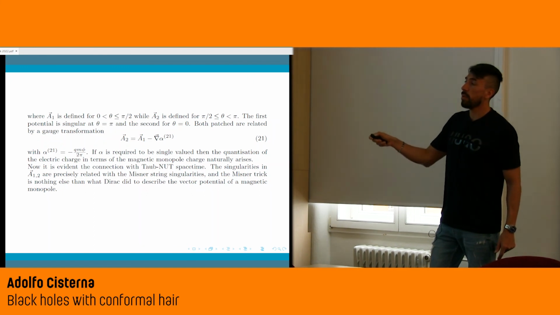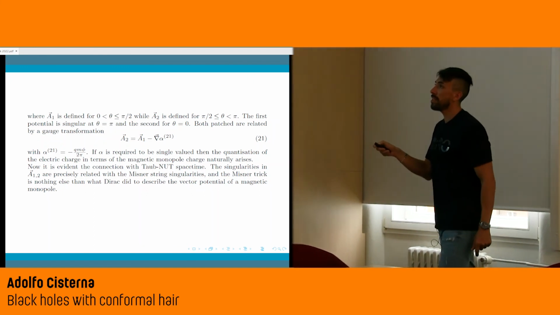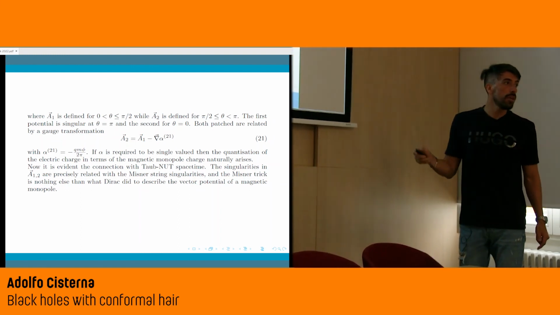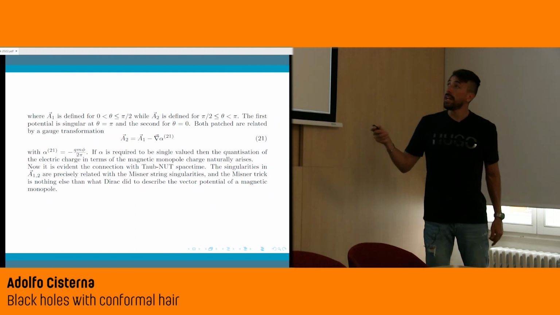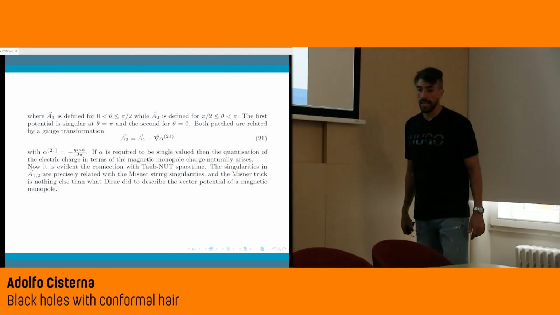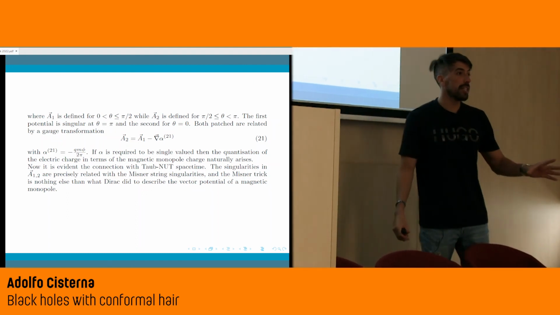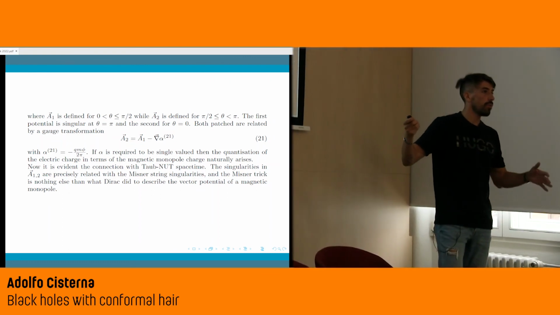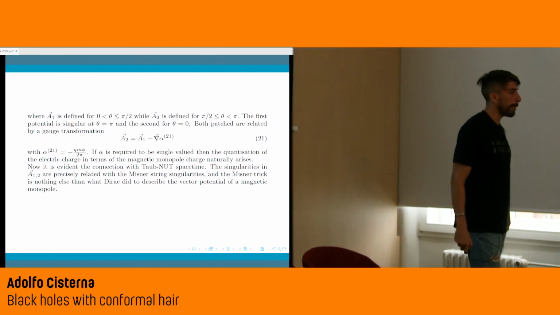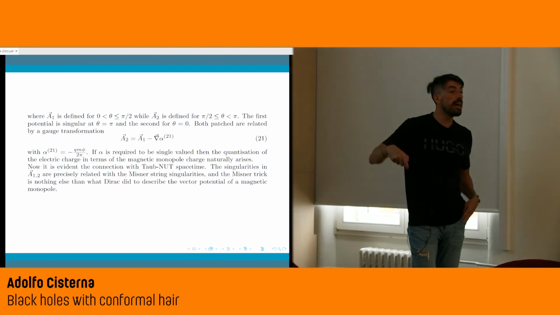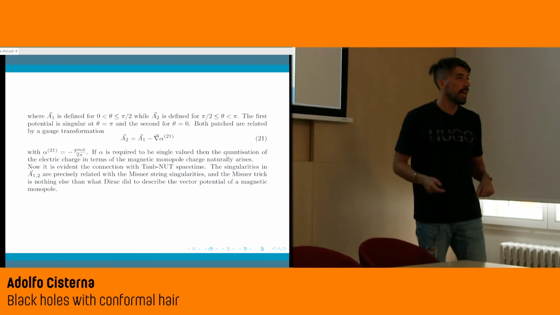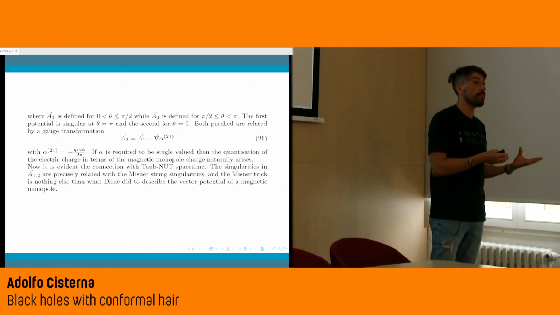So then these two gauge fields, A2 and A1, are related by gauge transformations, and if you ask this function in the gauge transformation to be single valued, I'm finishing now, what you get is that the electric charge must be quantized in terms of the magnetic charge, and this is the famous quantization rule of Dirac. So Dirac said, okay, well, I have a way to justify the quantization of the electric charge. How? By proposing the existence of magnetic monopoles.